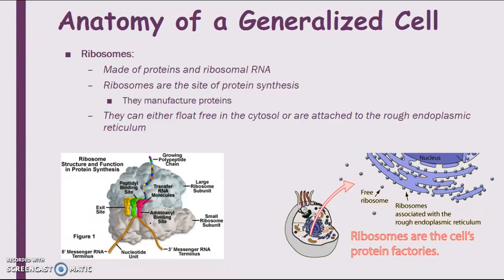Ribosomes. Ribosomes are where we make proteins. They're made of proteins and ribosomal RNA made within that nucleolus in the nucleus. They can either be free floating around in the cytosol or attached to another organelle called the rough endoplasmic reticulum.